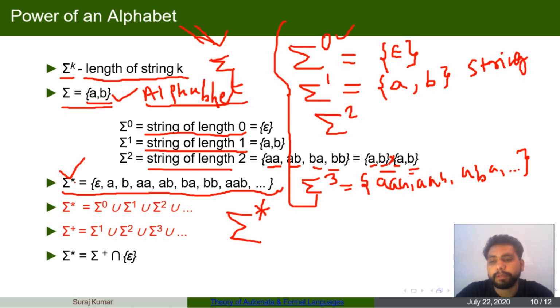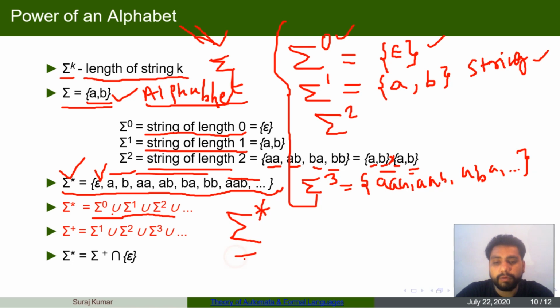So sigma star usually contains strings of length 0, length 1, length 2, then length 3, length 4, up to n. You can also write it like this: sigma star is equal to sigma to the power 0 union sigma to the power 1 union sigma to the power 2 union, and so on.